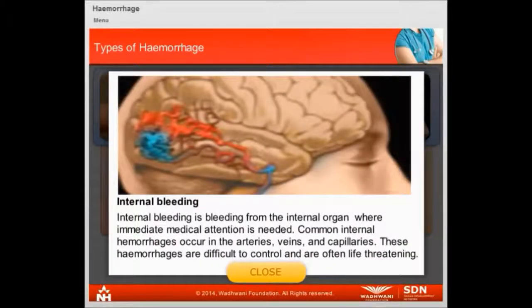Internal bleeding. Internal bleeding occurs when an internal organ starts bleeding. Immediate medical attention is needed in these cases. Common internal hemorrhages occur in the arteries, veins, and capillaries. These hemorrhages are difficult to control and are often life-threatening.